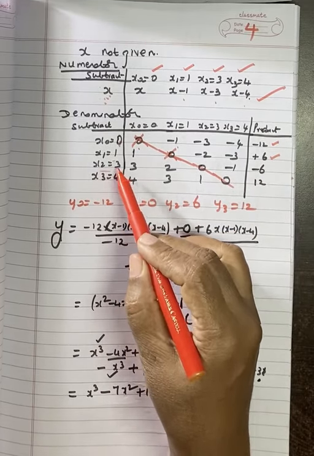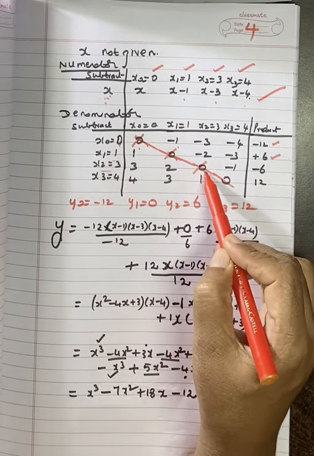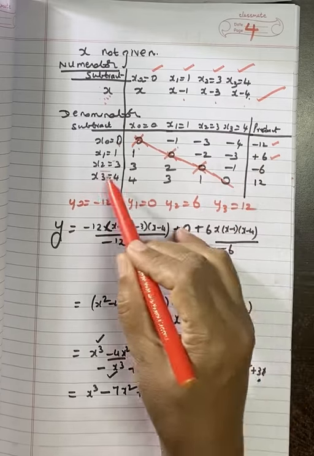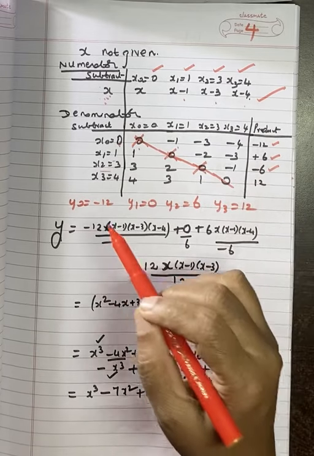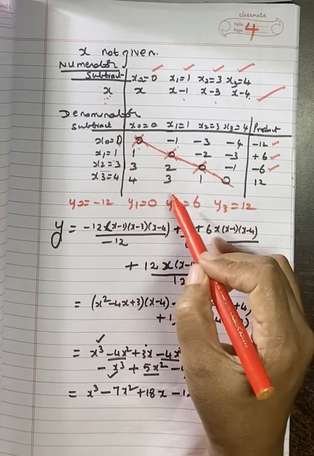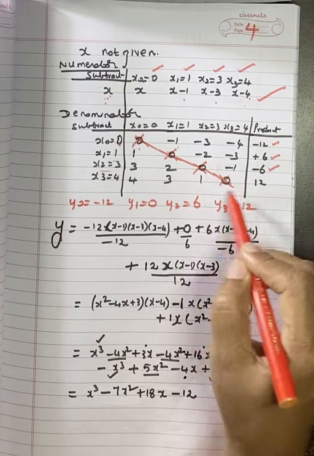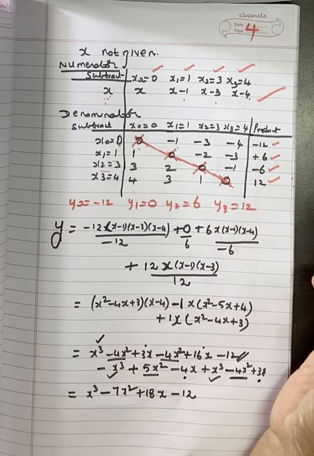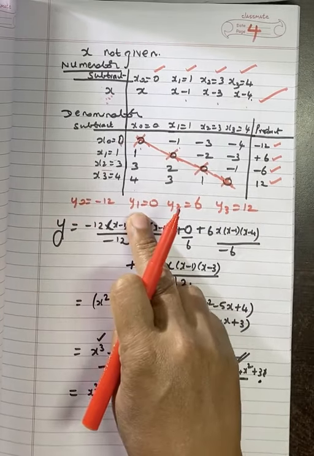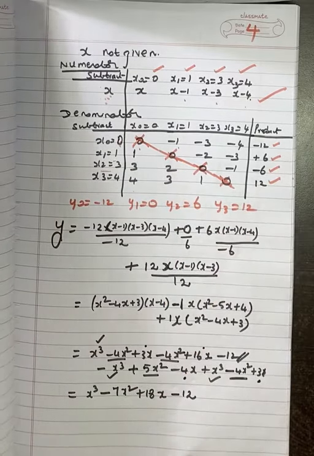x2 is 3. 3 minus 0, 3. 3 minus 1, 2. 3 minus 3, 0. You leave the 0. 3 minus 4, minus 1. You multiply, it is minus 6. x3 equal to 4. 4 minus 0, 4. 4 minus 1, it is 3. 4 minus 3, it is 1. 4 minus 4, 0. You leave it. Multiply the remaining numbers. So you know y0, y1, y2, y3. So we write the formula. You know already the formula.